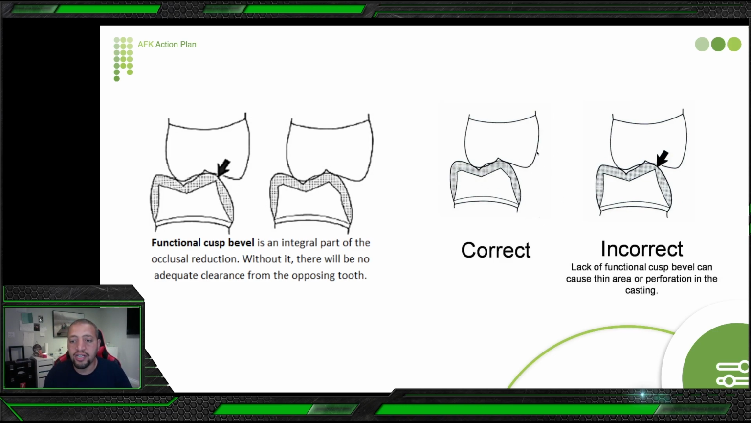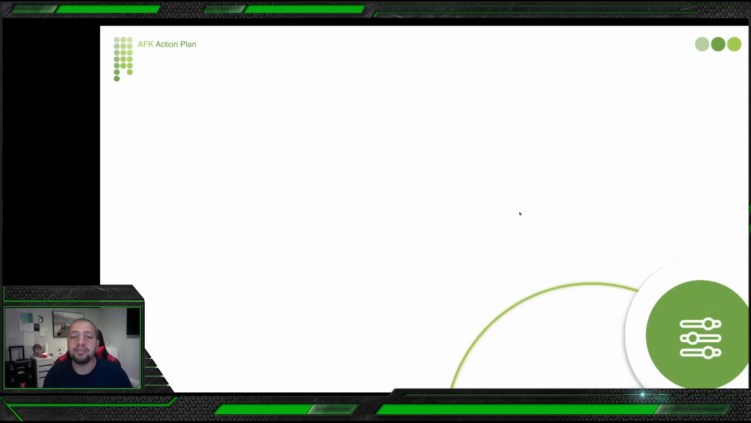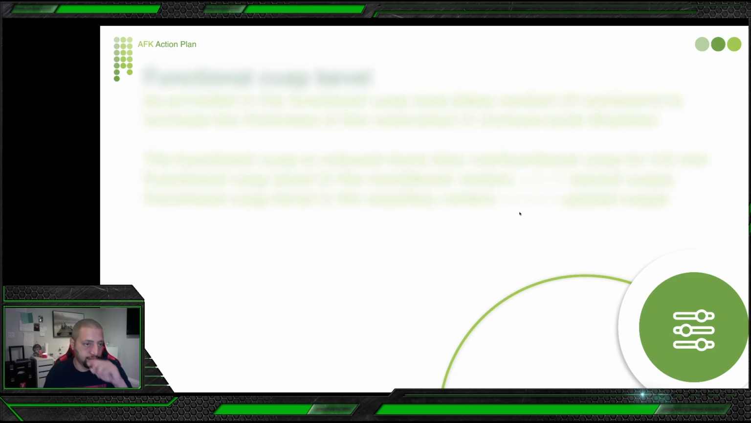So this is the correct way we do it, and this is the incorrect way. You see this one is a little exaggerated because he's making a sharp line angle going up, which is not correct at all, but he wants you to see the difference in thickness here and here. For sure we removed some of our sound tooth structure, but for a good reason. We need more thickness here because if it's thin, it will break anyway.